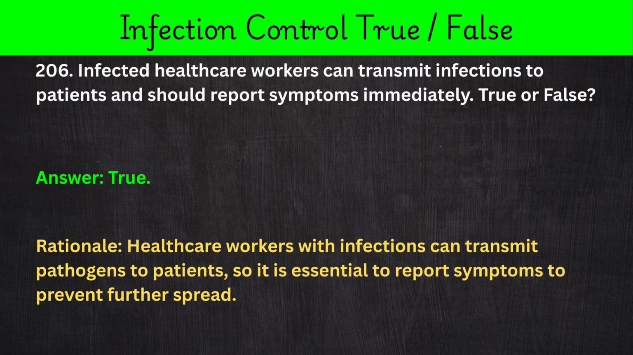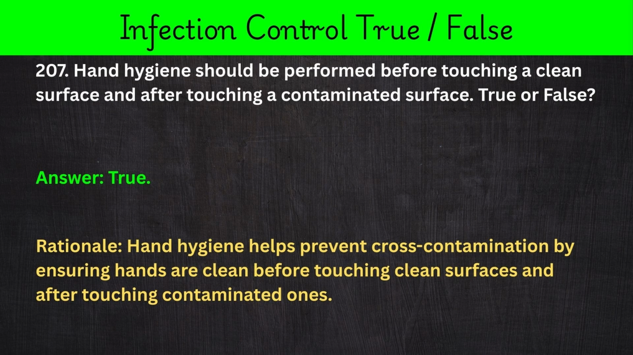206. Infected healthcare workers can transmit infections to patients and should report symptoms immediately. True or false? Answer: true. Rationale: healthcare workers with infections can transmit pathogens to patients, so it is essential to report symptoms to prevent further spread.